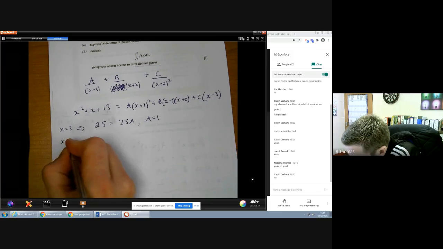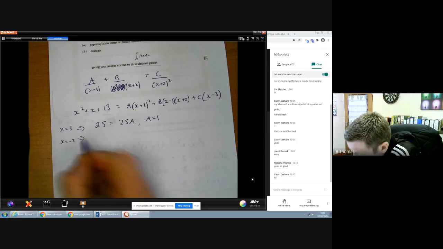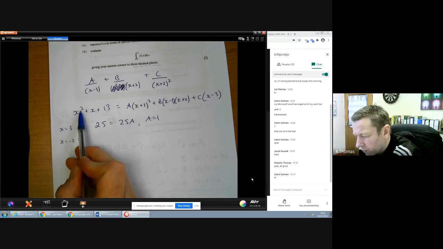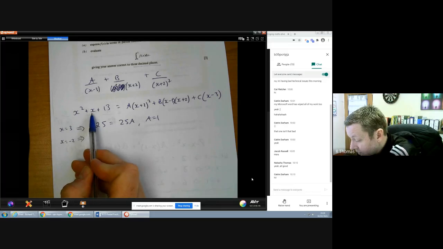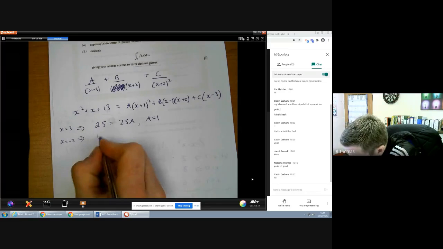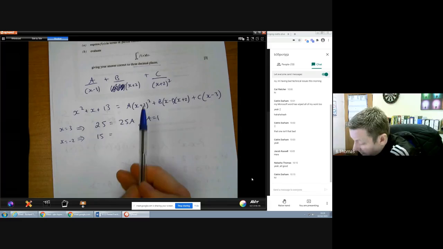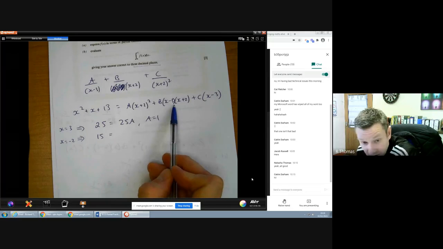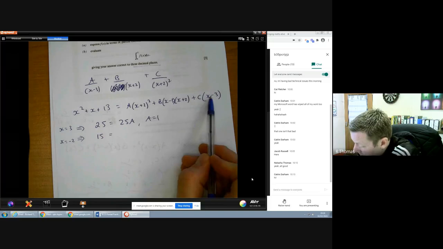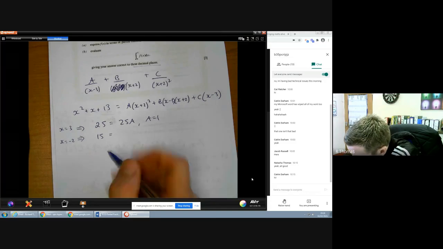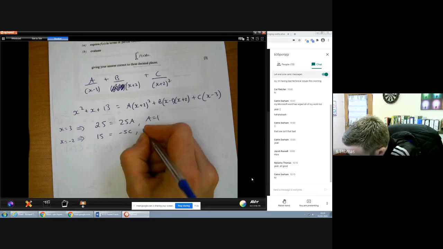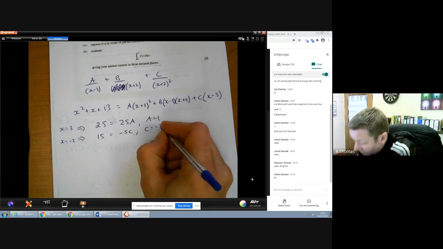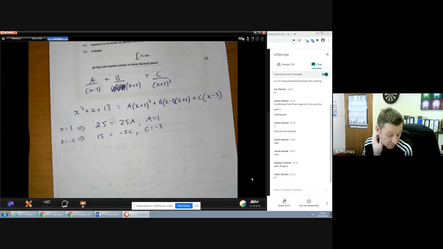So now we'll chuck in x equals minus 2. Minus 2 squared is 4. 4 take away 2 is 2. 2 plus 13 is 15. That goes because it's 0. That goes because it's 0. Minus 2 minus 3 is minus 5. So 15 is minus 5C. So C is minus 3. I'm happy with that as well. I'm going to expect at least one of them to be negative, but at least it's a whole number.